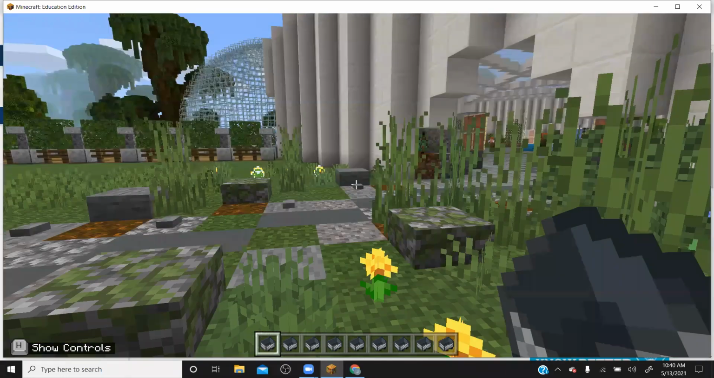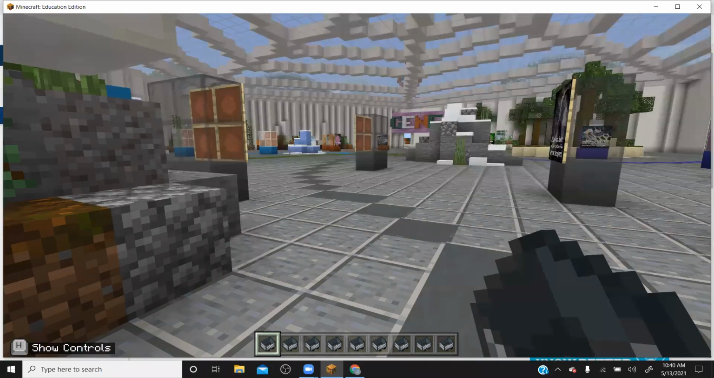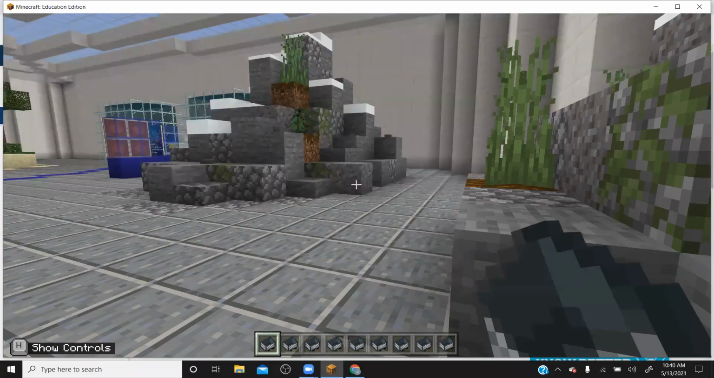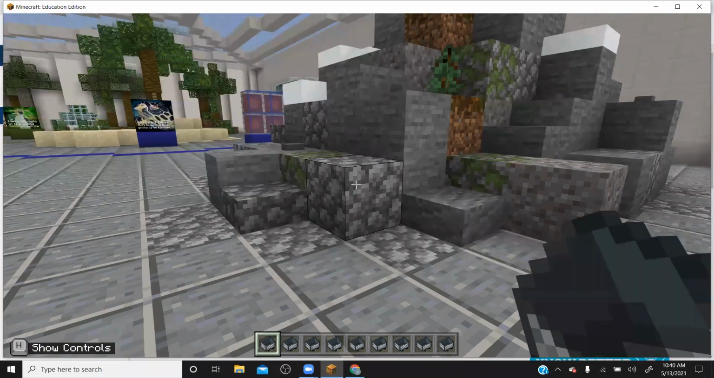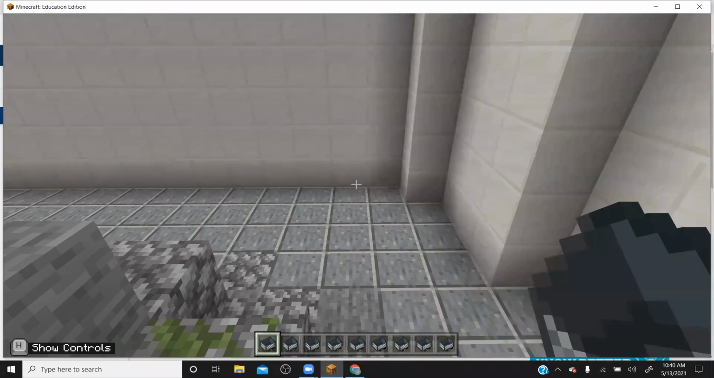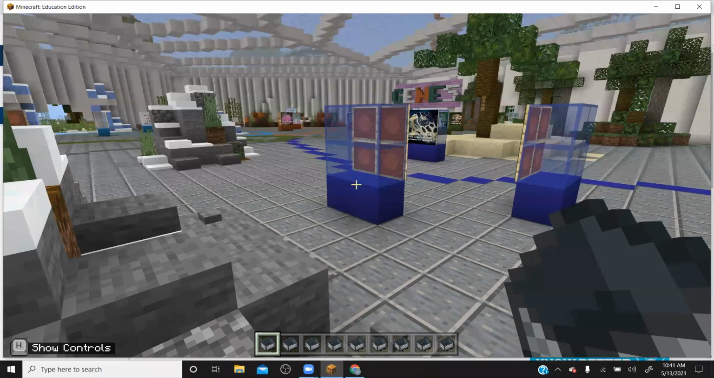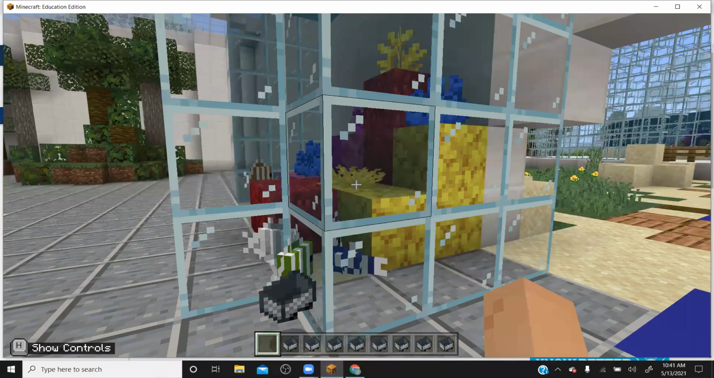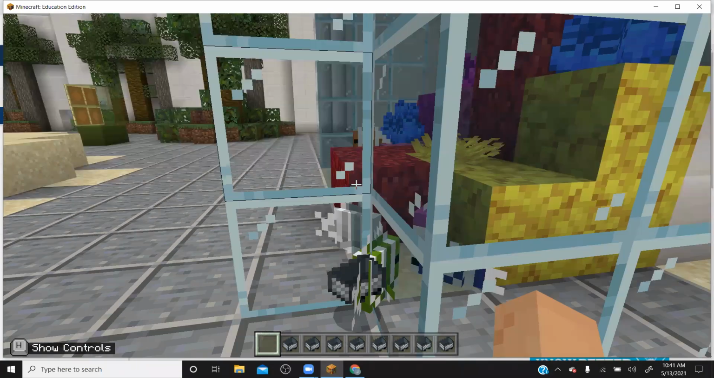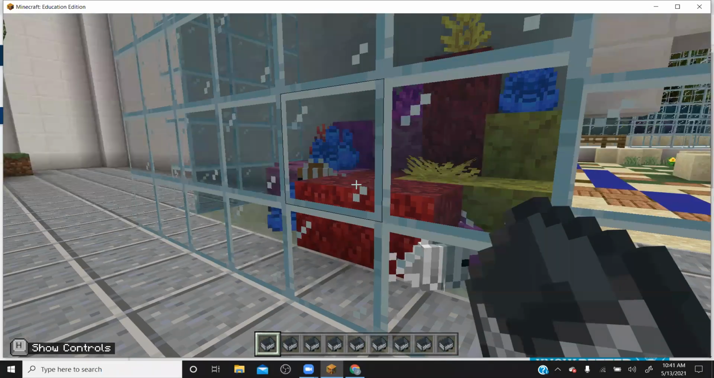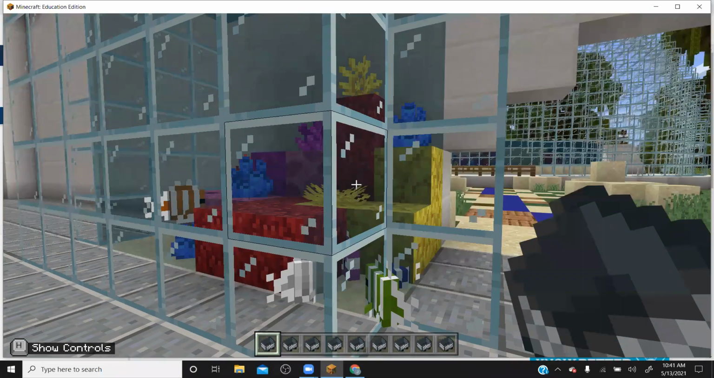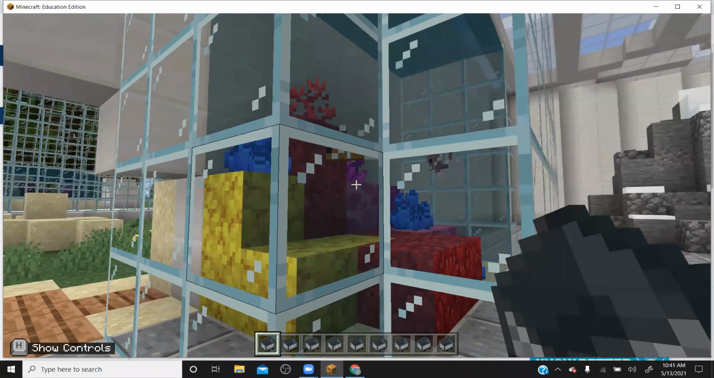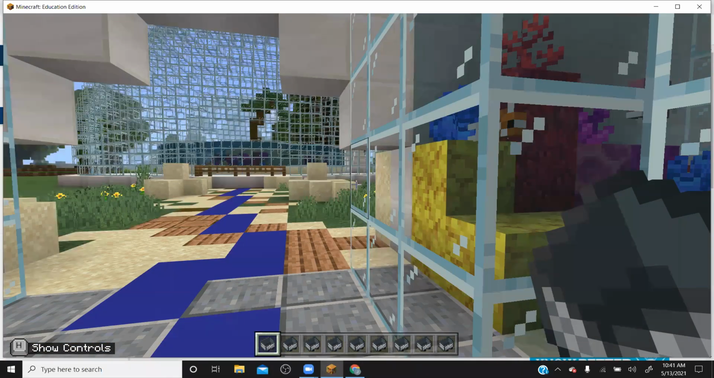All right, let's take a look at our next ecosystem here. Ooh, this is cool. You can climb around on these little mountains. That's pretty neat. All right. Ooh, this is neat. Oh, I threw out a mine cart. Didn't mean to do that. The aquarium. This is beautiful. Tropical fish.